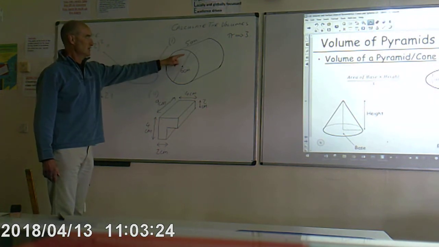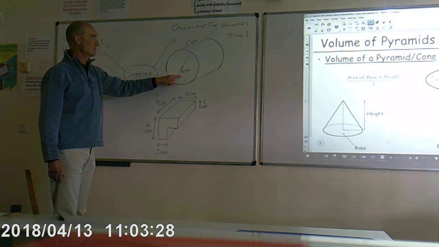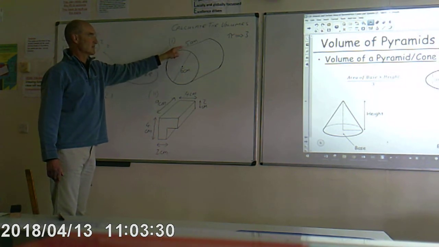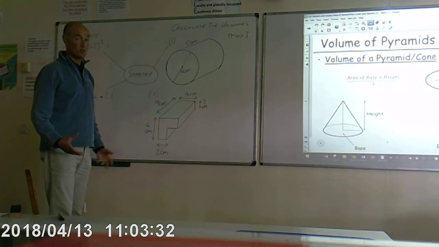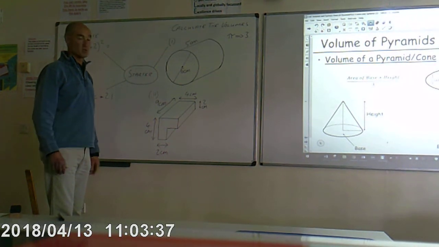The cylinder, this dimension across the circle is 6 centimetres. The length is 5 centimetres. So that's your starter. Pause the video. When you come back, I'll go through the solutions for you.